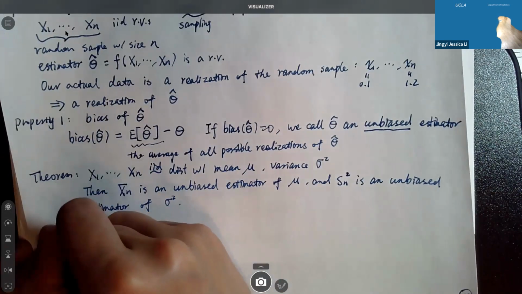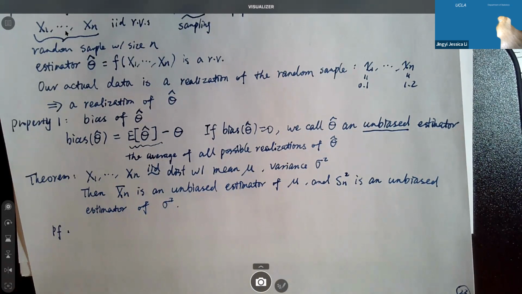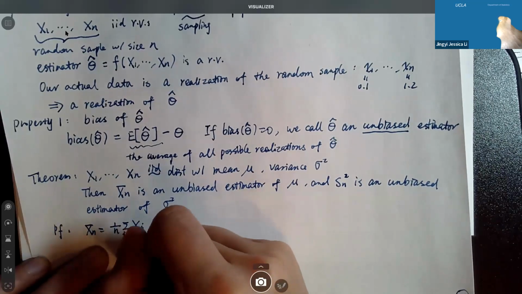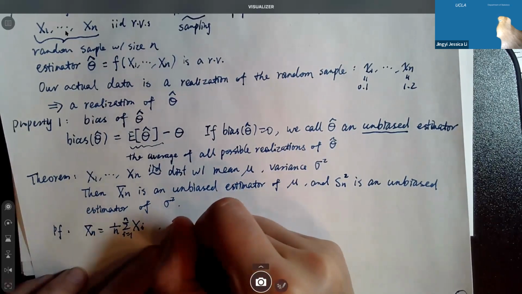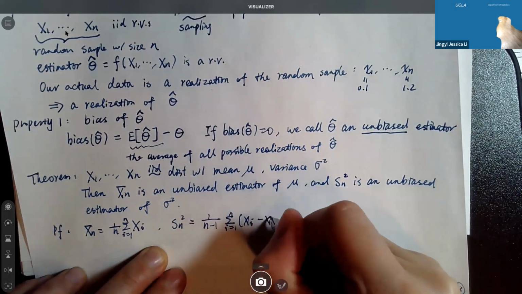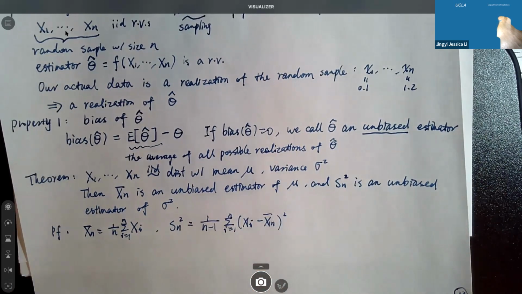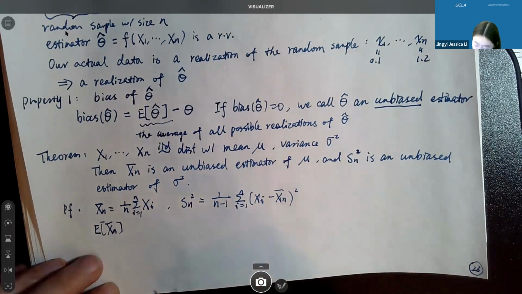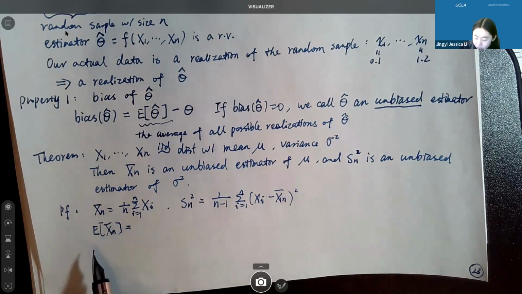Okay, to prove this, let's recall the definition of these two terms. Xn bar is just the average, it's this. And Sn squared, by definition, is this. Then let's start calculating the expectation of each, and see if this one has expectation equal to mu, and this one has expectation equal to sigma squared. So the expectation of Xn bar, by the definition of expectation, we can exchange it with the addition, so we can move it into the addition.